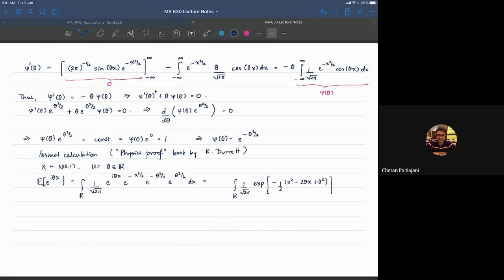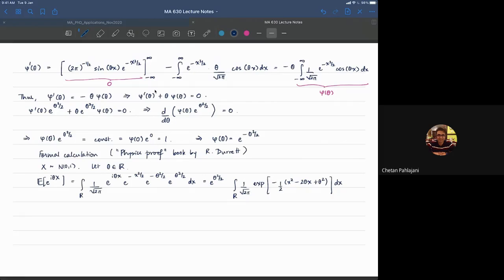I think I have made a mistake here, by the way. Let me just double check. I think maybe the answer should be e to the theta squared over 2, not e to the minus theta squared over 2. Oh, you know, it is e to the minus theta squared over 2. Where am I going wrong then? Just a second, guys. That's very strange. And then you have e to the theta squared over 2 dx. Okay, so I'm obviously doing this wrong.